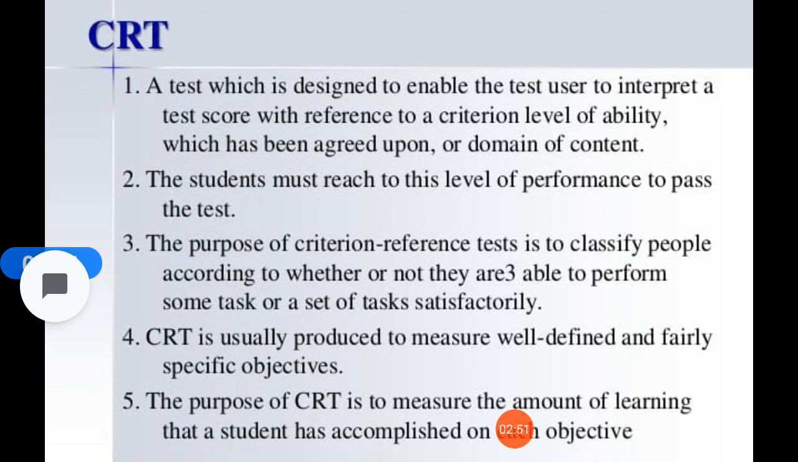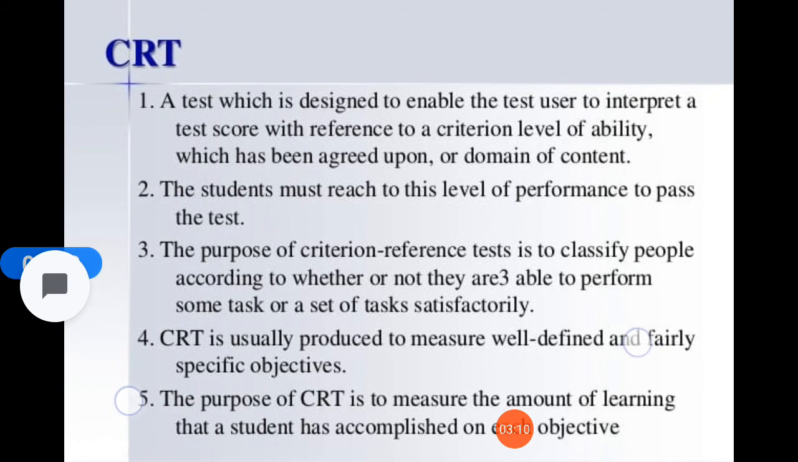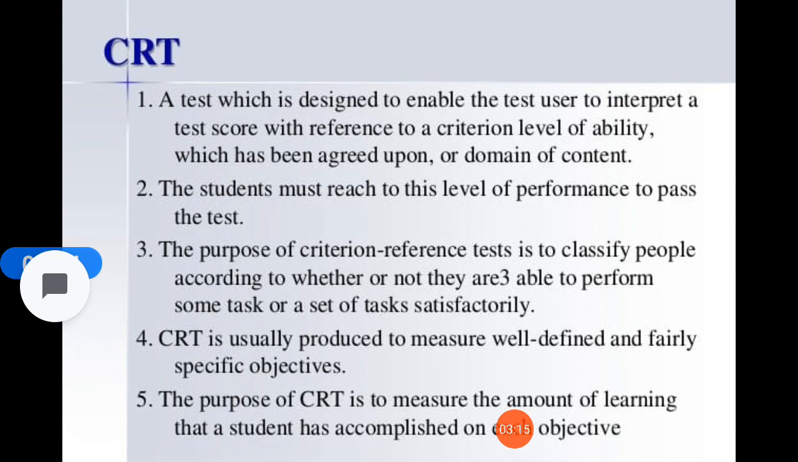satisfactorily. A criterion reference test is usually produced to measure well-defined and fairly specific objectives. Next, the purpose of a criterion reference test is to measure the amount of learning that a student has accomplished on each objective.